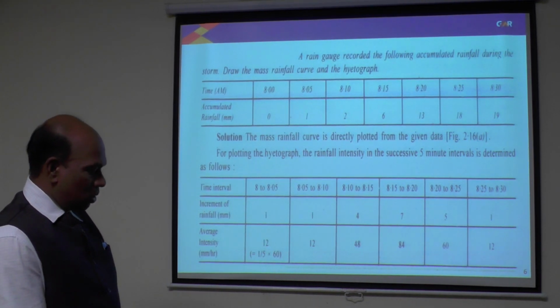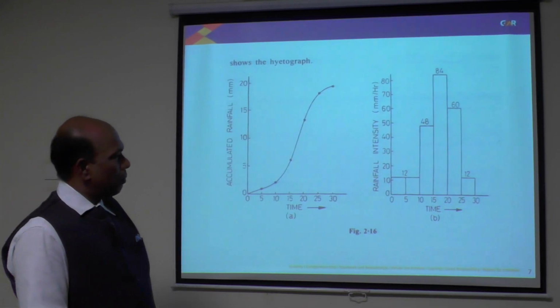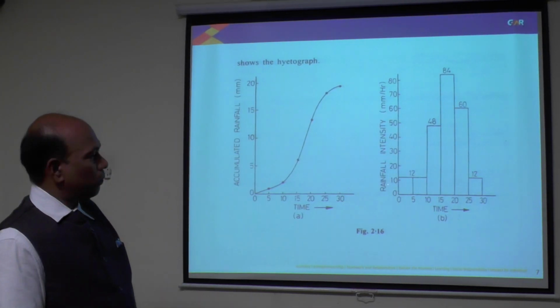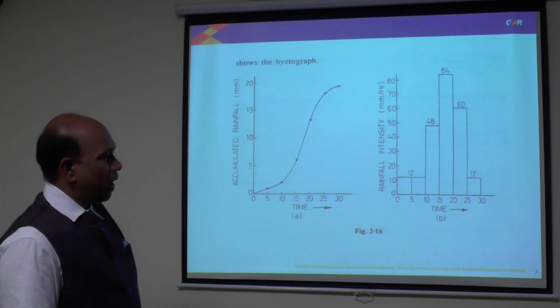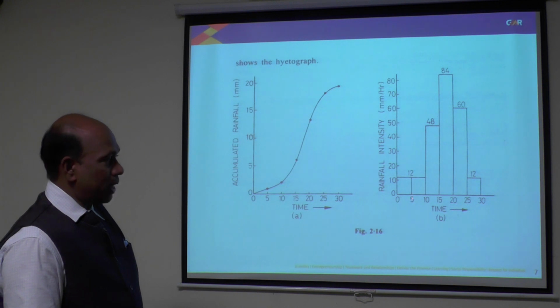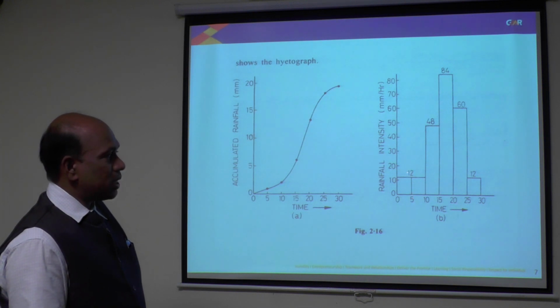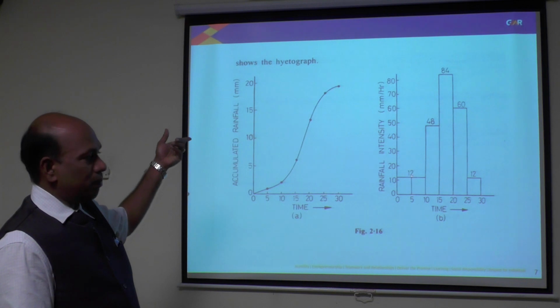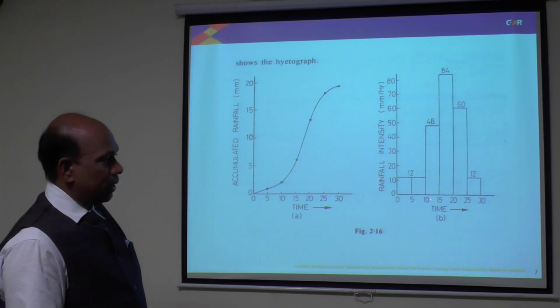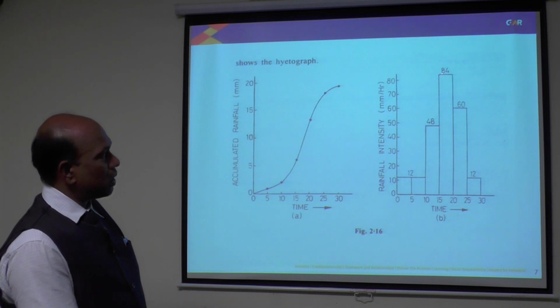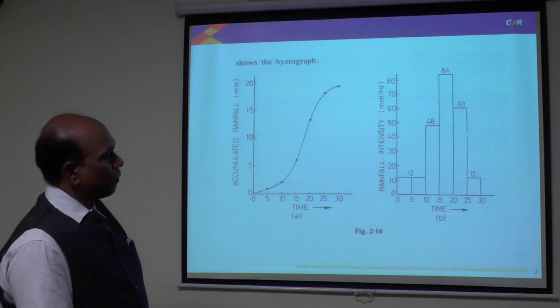Then based on this, we are going to construct the bar diagram of the hyetograph. Here, the first span is 5 minutes, that means 0 to 5 minutes. The average rainfall intensity is 12, which we already calculated earlier. Then 5 to 10, in this 5 minute span the average rainfall intensity is also 12, and 10 to 15, average rainfall intensity 48, 15 to 20, average rainfall intensity 84, and 20 to 25, 60, and 25 to 30, 12.